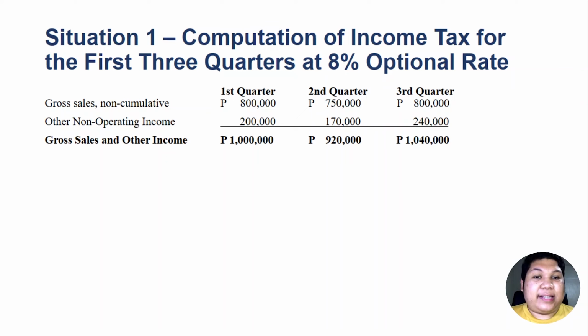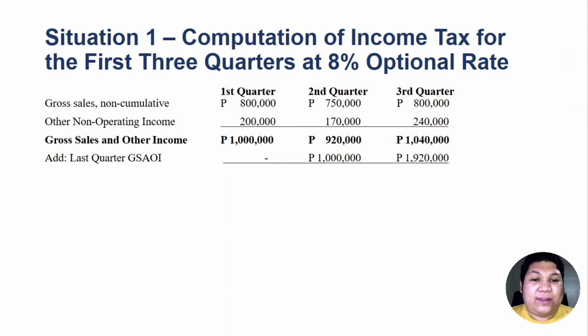As we know, the tax base for the 8% optional rate is the annual gross sales and receipts plus other operating incomes after we deduct the 250,000 pesos. Because Juan here is not a mixed income earner, we can deduct the 250,000 pesos. But before that, we first have to add the last quarter's gross sales and other operating incomes. Why do we need to add them? Because again, these data are non-cumulative, and in the computation of income tax dues, it should be cumulative.